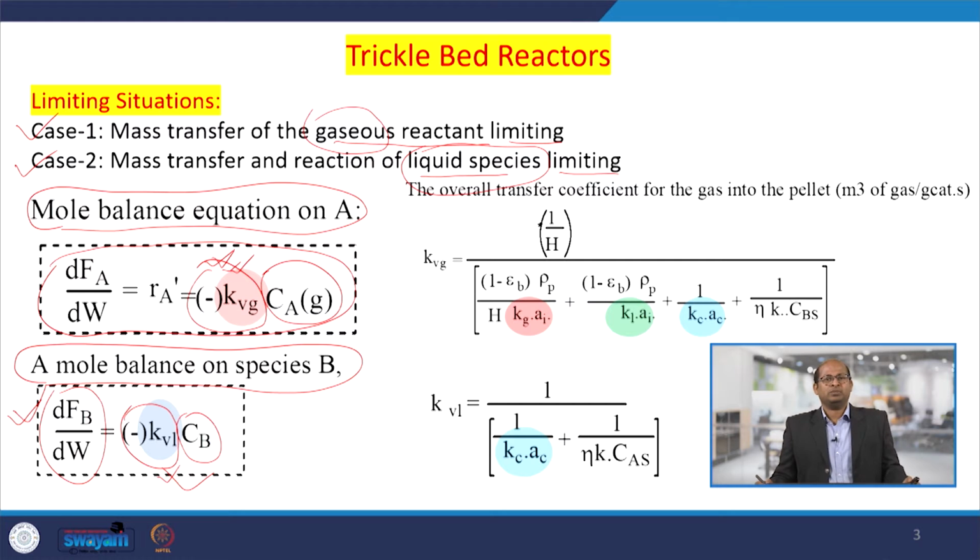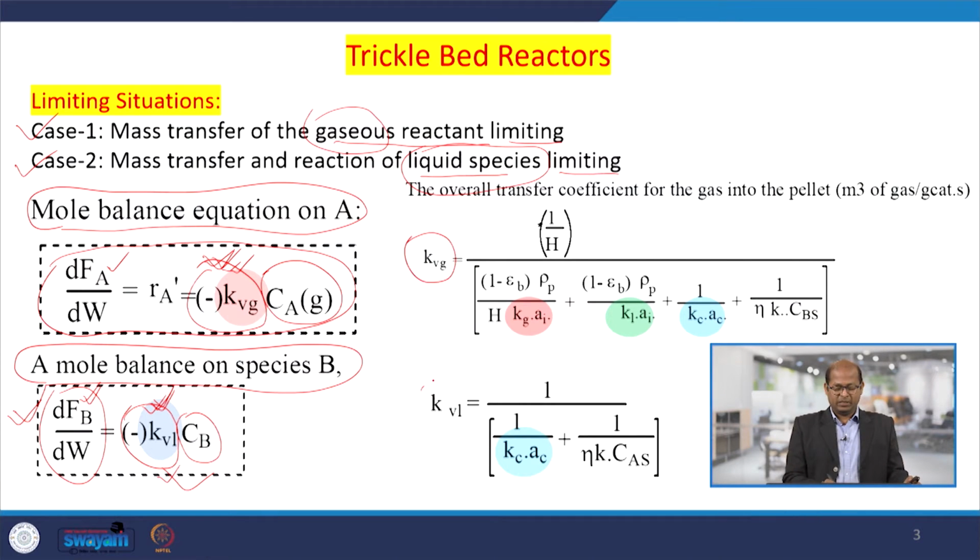If we want to design a trickle bed reactor, there are two components, A and B. To find out how much catalyst quantity is required for a particular conversion, we can solve these two design equations. If we know KVG and KVL, we can put them directly into the equations for that reaction system and get everything. So, the question is how to find these overall mass transfer coefficients for the gaseous and liquid systems.